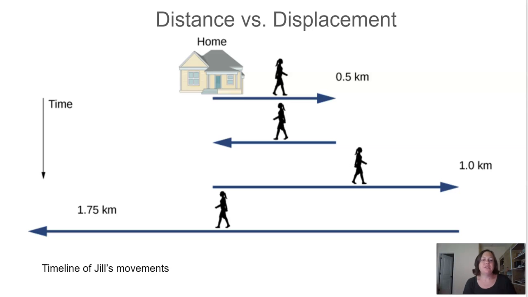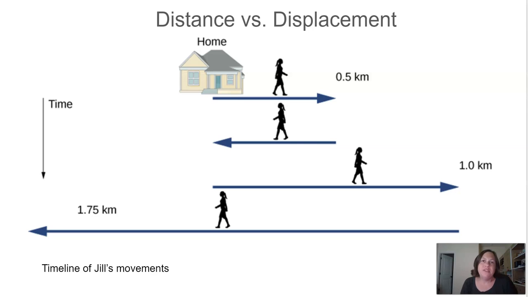First, let's review a little bit. In our last lesson, we learned that distance isn't a specific term. We might use distance to describe the total distance someone travels. In this example, Jill walks half a kilometer to the east, half a kilometer to the west, a kilometer to the east again, and then finally 1.75 kilometers to the west.